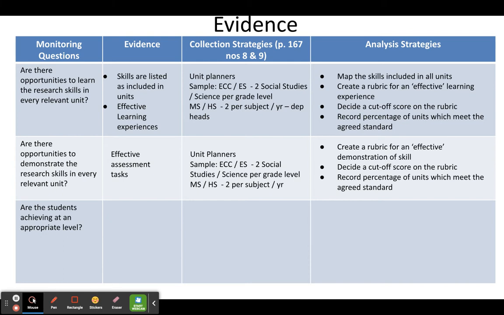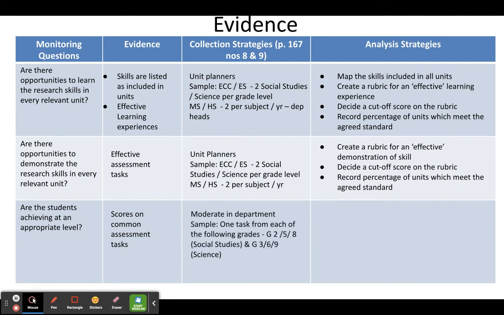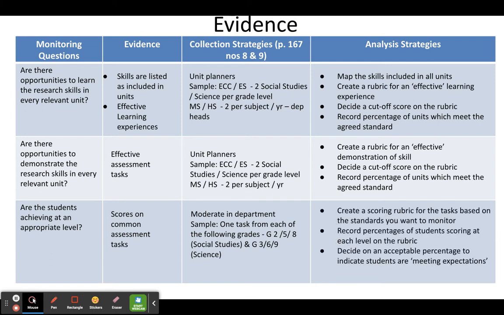In terms of our third question for student achievement, we might monitor simply the scores on some common assessment tasks. So we might pick a sample of assessment tasks which were done commonly, maybe one in social studies from grade 2, 5, and 8, one in science from grade 3, 6, and 9. And then we'd create a scoring rubric to include those standards. We'd record the percentages of students achieving at each level on the rubric, and we'd decide what we consider to be acceptable percentages of students at each of those levels.